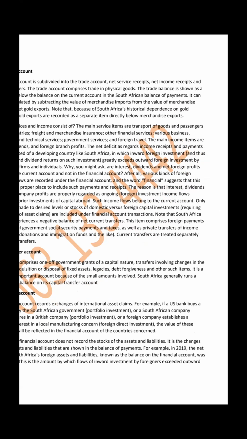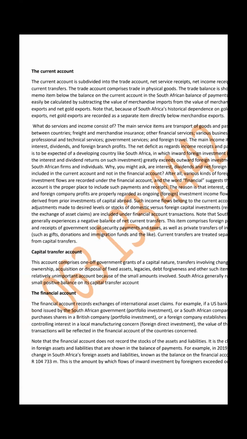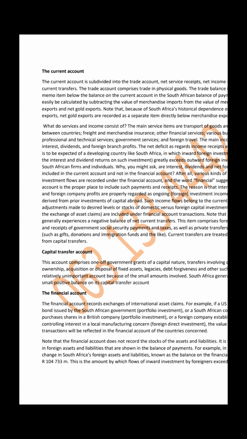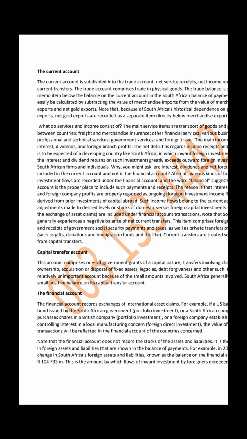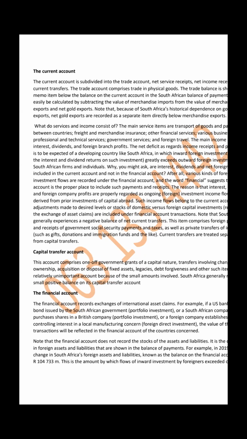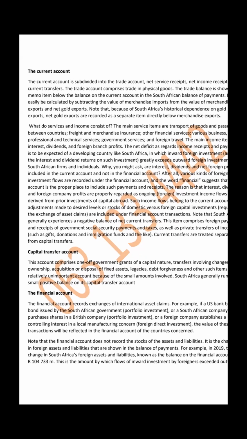All right. And then, right below, we also mentioned that South Africa generally experiences a negative balance of net current transfers. What are those current transfers? This item comprises payments and receipts of government social security payments, taxes, as well as private transfers of income such as gifts, donations, and immigration funds and the like. Current transfers are treated separately from capital transfers. We are going to see that just now.